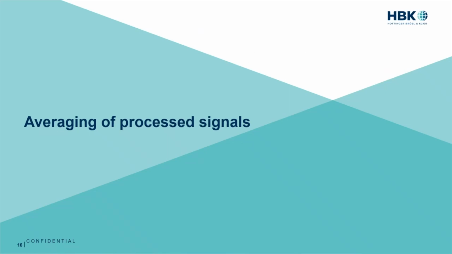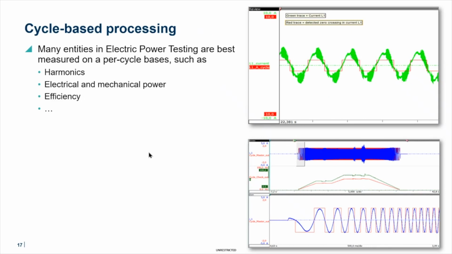Now, so now basically I have laid down the basic ideas of averaging of signals and averaging of observations, which are similar but still slightly different. So what you often do in electric power tests, many entities in the electric power tests are best measured on a per cycle basis. For example, if you look at harmonics, in an earlier webinar I was talking about the IEC 61000-4-7 standard. What you do there is you measure harmonics over one or multiple cycles, but you always want to have an integer number of cycles that you are doing your processing over.